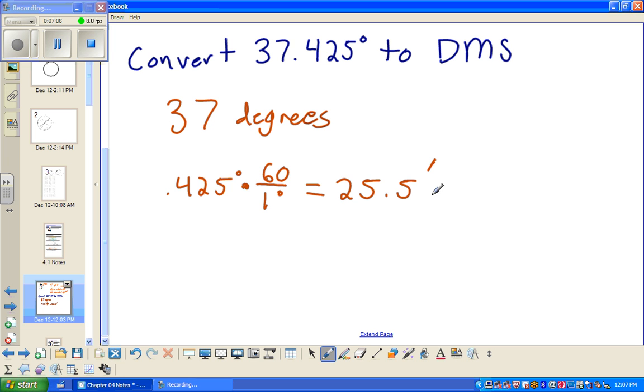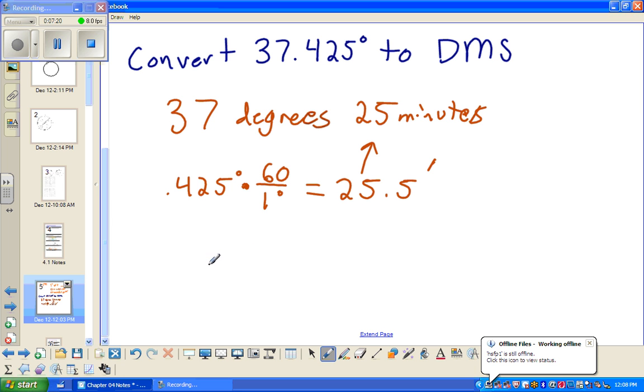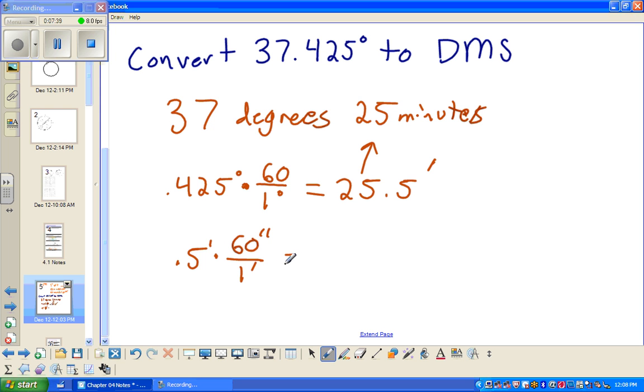decimal and turn it into seconds. Well, right now, I've got 37 degrees, 25 minutes, and I still need to get my seconds here. So I'm going to, again, take my 0.5 and multiply it by 60 seconds, and since that 0.5 is minutes, divided by 1 minute, what we'll be left with is 30 seconds.